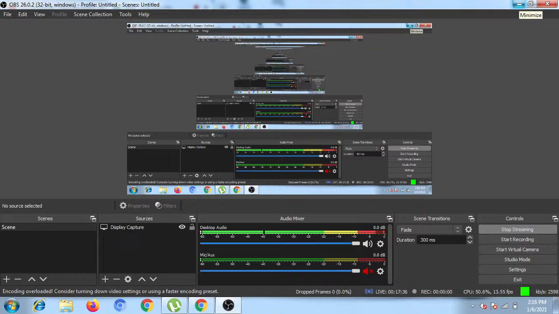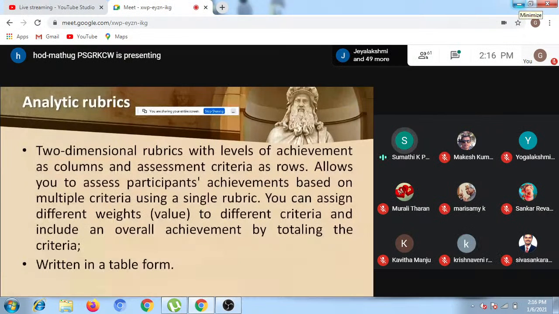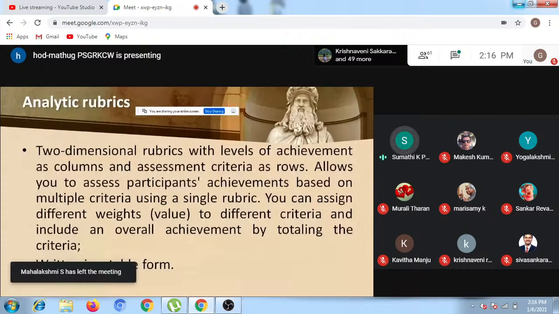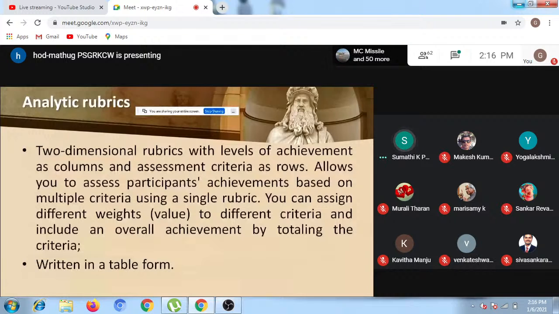Okay, once I have spoken about a holistic rubric, there is another classification of rubrics, which is said to be analytic rubrics. In holistic rubrics, we have summarized, some descriptions are given, qualitative measurements are given. Whereas an analytic rubric is 2-dimensional, in contrast to a holistic rubric, which is 1-dimensional. In a 2-dimensional rubric, for one criterion, I am giving different levels of achievement. Different levels of achievement are given as columns and assessment criteria as rows.